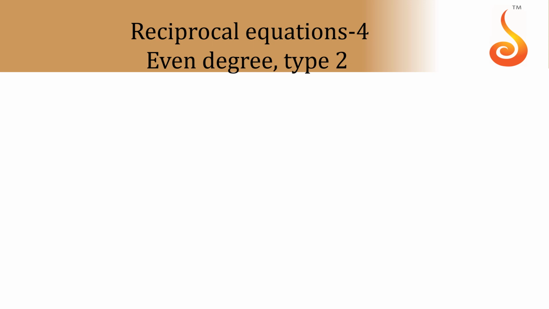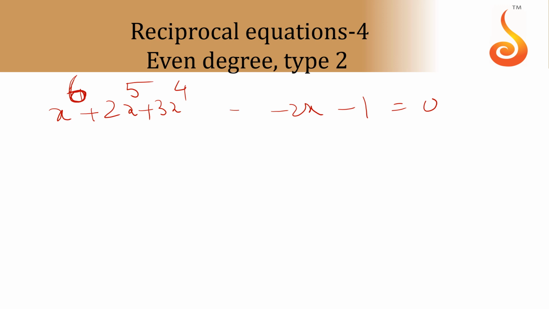Then even degree type 2. So let us see type 2. So let us take x power 6. I'm taking x power 6. So minus 1 plus 2x power 5. Then I should have minus 2x plus 3x power 4. Then I should have minus 3x square. Then what I should have in middle? Suppose if I write here some 5x cube, from back side I should have minus 5x cube because it is type 2. So x cube term should not be there.